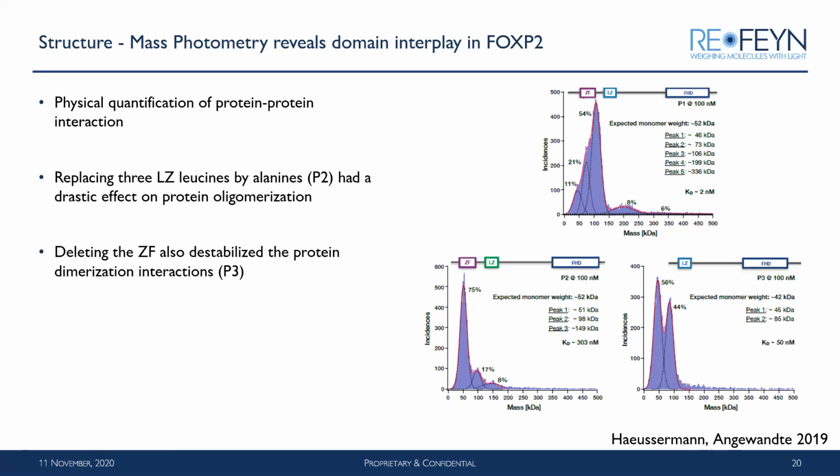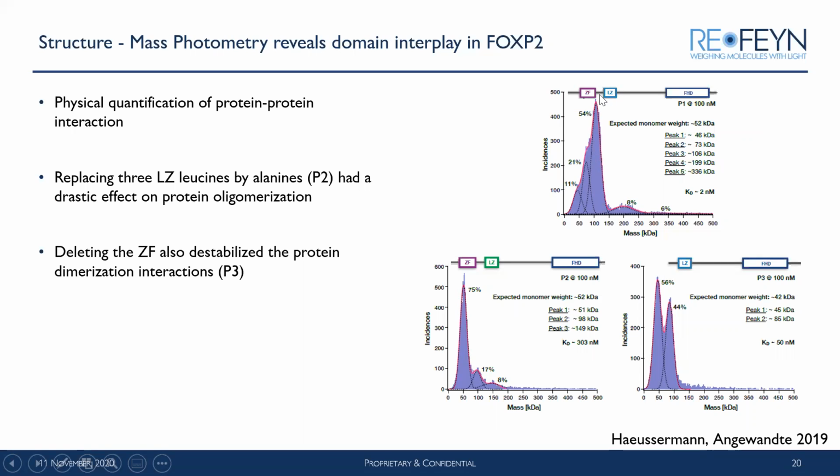Now, the last example that I want to show you is that you can manipulate your protein and study the oligomeric state, or the influence of the oligomeric state as a result of the modification. And here it's an example of FOXP2. It oligomerizes, where the main species is around 100 kilodalton.